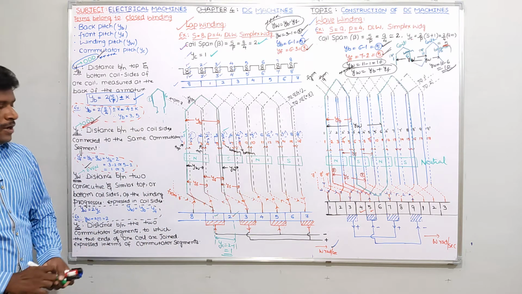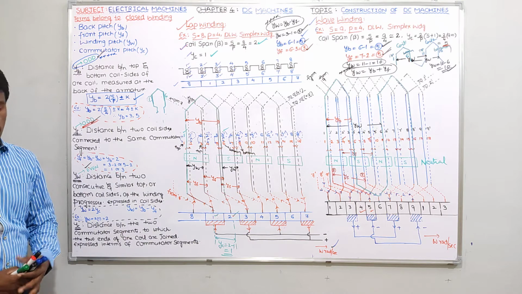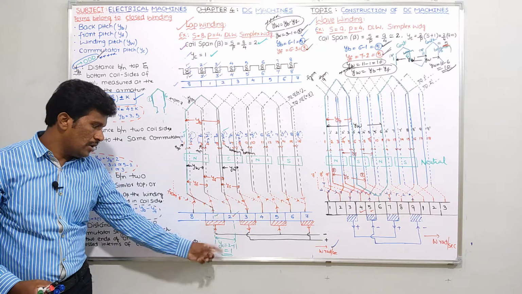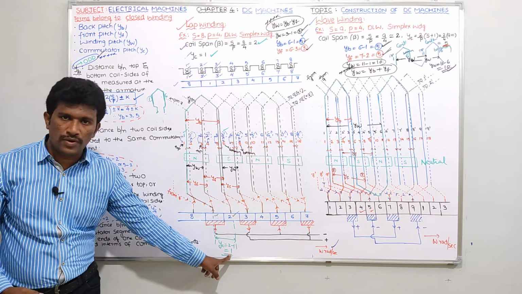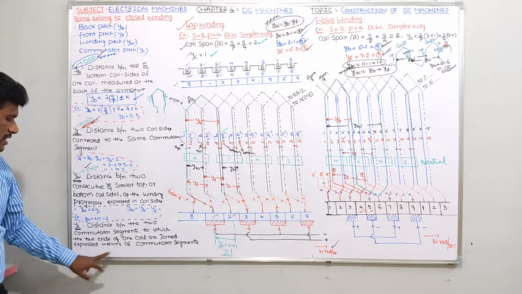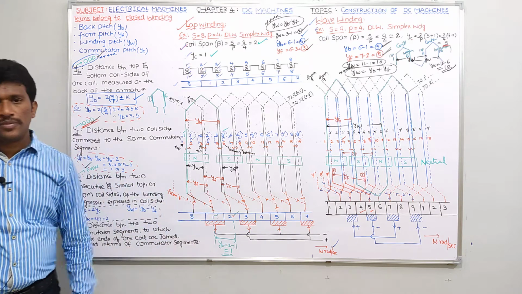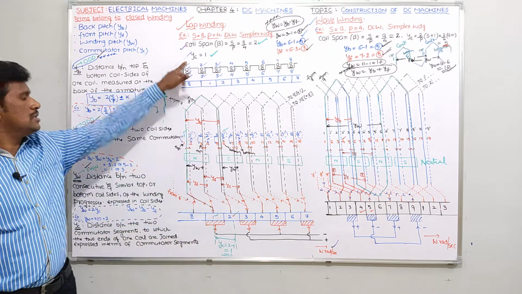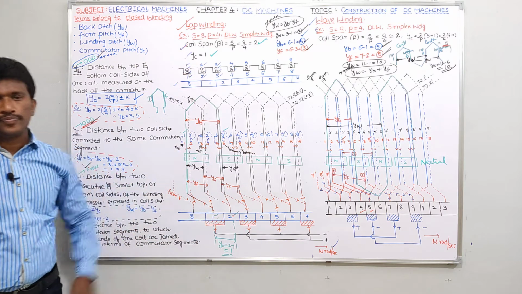Be careful: YC, the commutator pitch, should be in terms of commutator segments. So 2 minus 1 gives one commutator segment. This is the YC value. YC is always expressed in terms of commutator segments. So already we know YC is equal to 1 only, I have taken now here. See, this was clearly proved here.